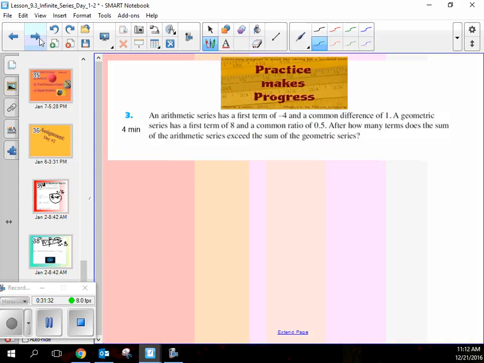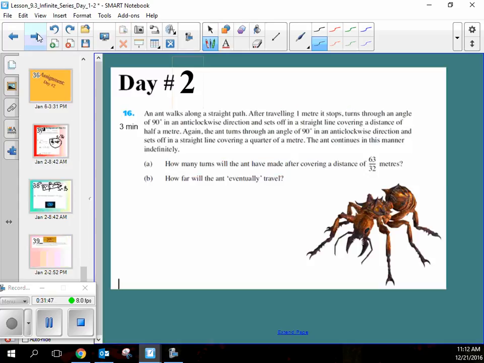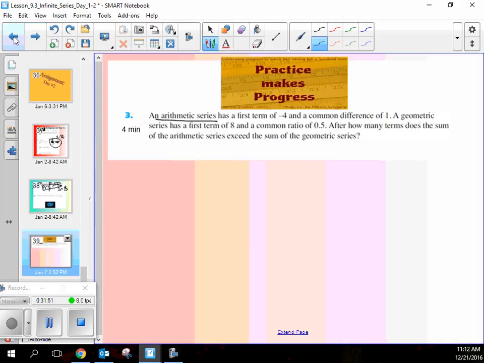Moving on. This one's also assigned. It's arithmetic, though, this time. Be careful of that, because if it's arithmetic, that sum to infinity thing doesn't apply to it. And that's it. We get into giant ants tomorrow. Okay, the rest of the time is yours to work on this.